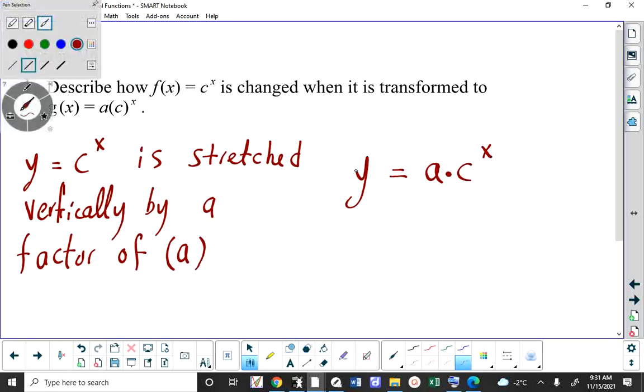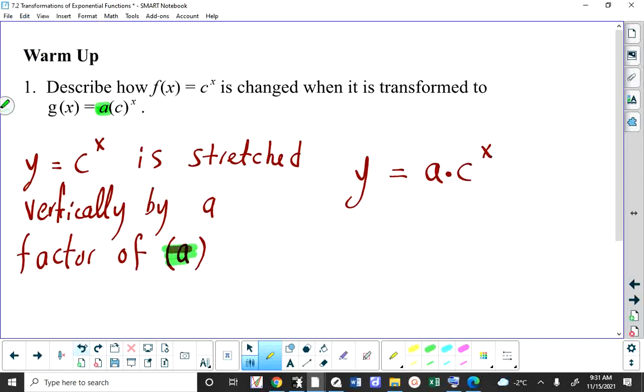And I just want to make sure you understand that when we're talking about a here, we are talking about this a. You know, could we delve into more detail and say something like the horizontal asymptote will still be on the x-axis? Sure. Because every point on that asymptote will be invariant with regards to a vertical stretch. Could we say that the domain is still going to be any real number and the range is still going to be y is greater than 0?